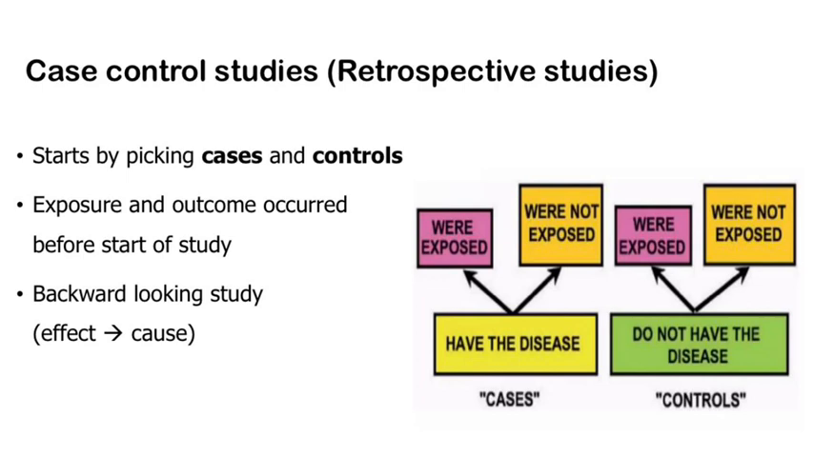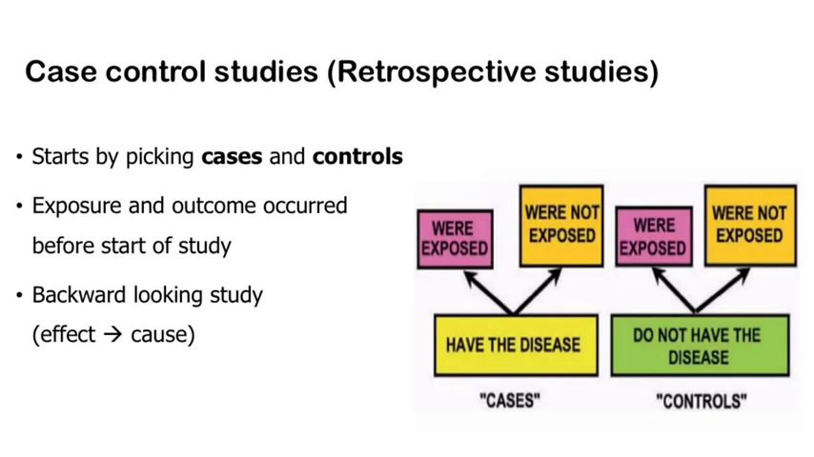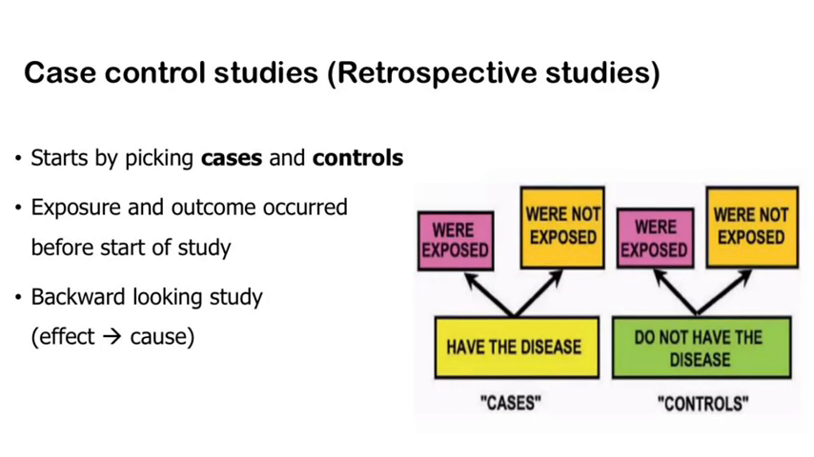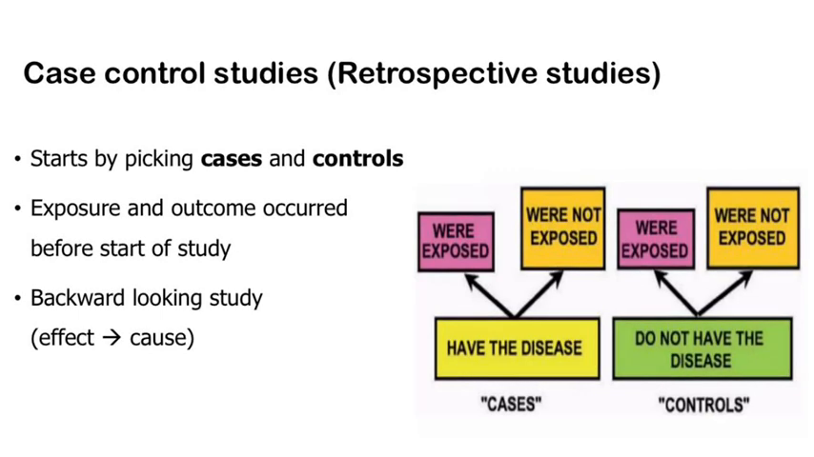So we start the study with cases and controls. Cases means those with disease or those with outcome. Controls means those without outcome. And they are followed in the backward direction to get the exposed and unexposed in the cases and exposed and unexposed in the controls. It is a backward looking study, that is from outcome to exposure or effect to cause.